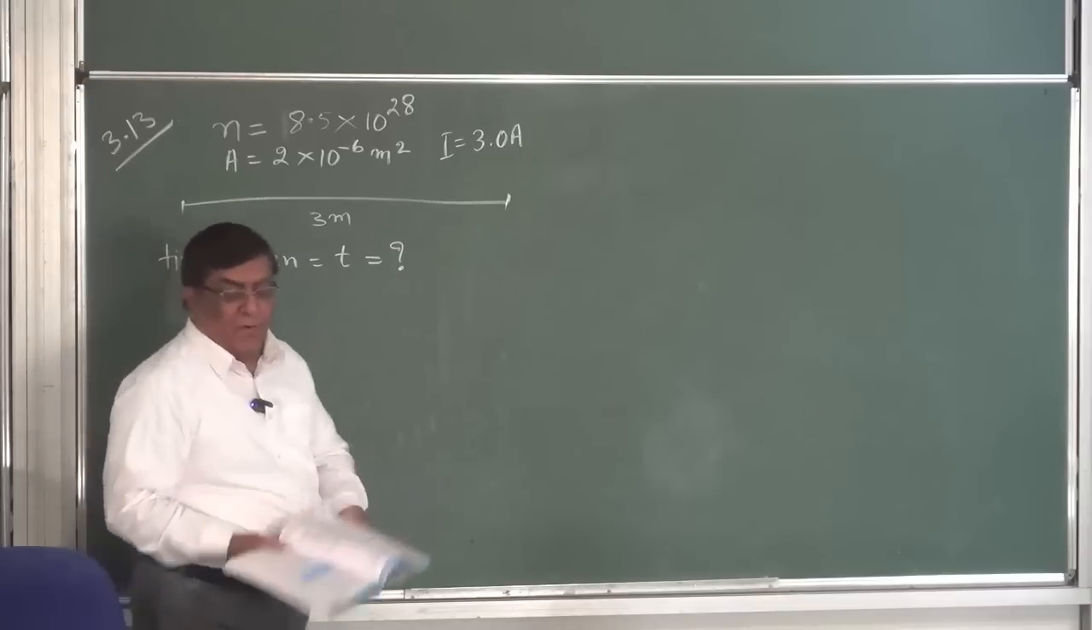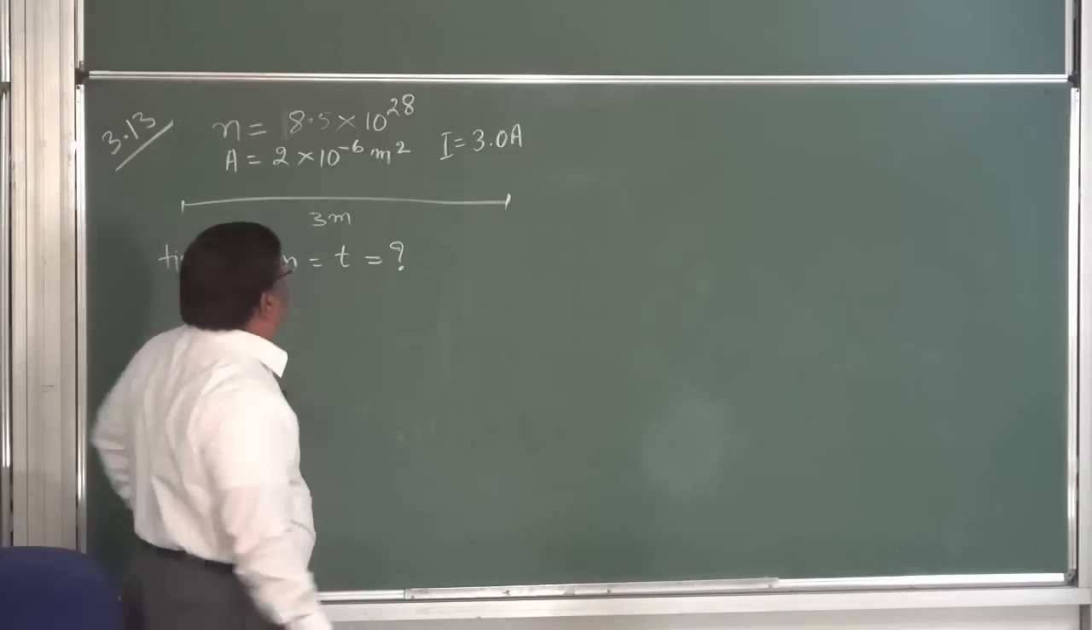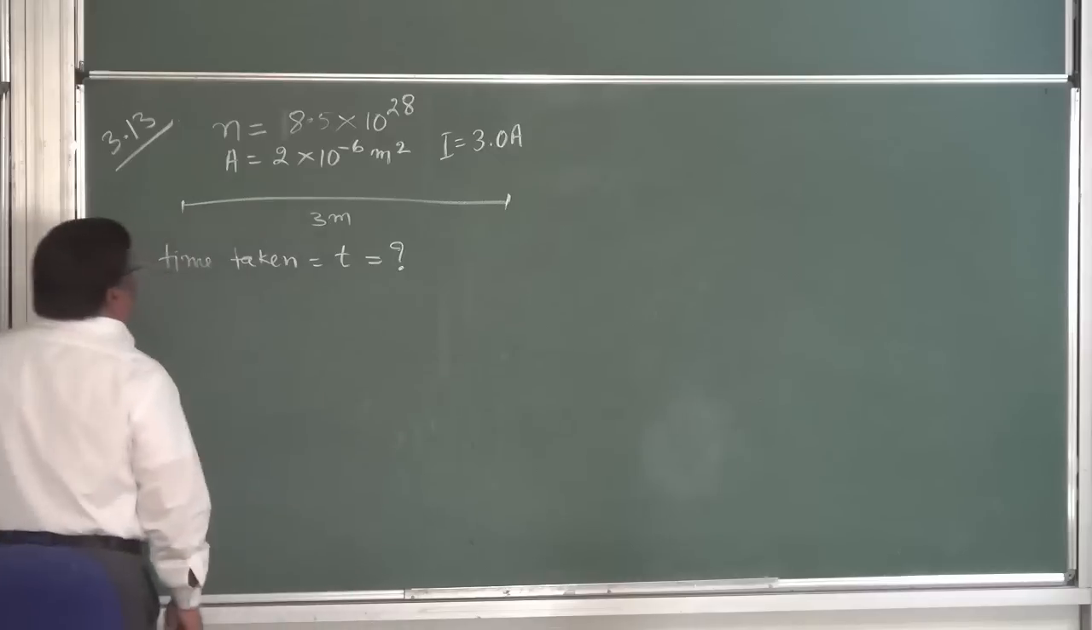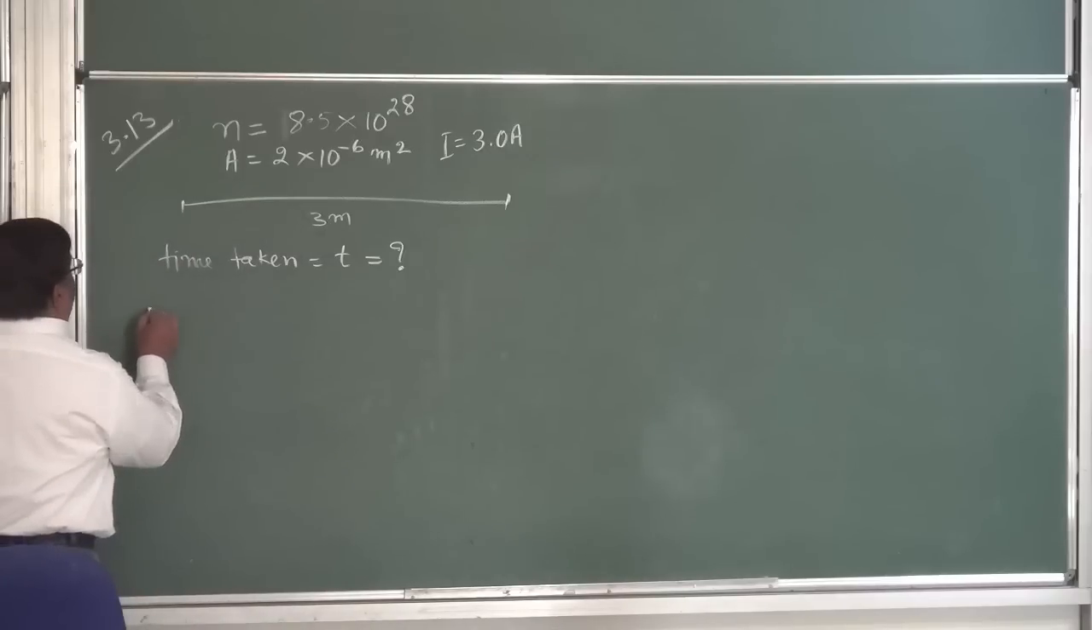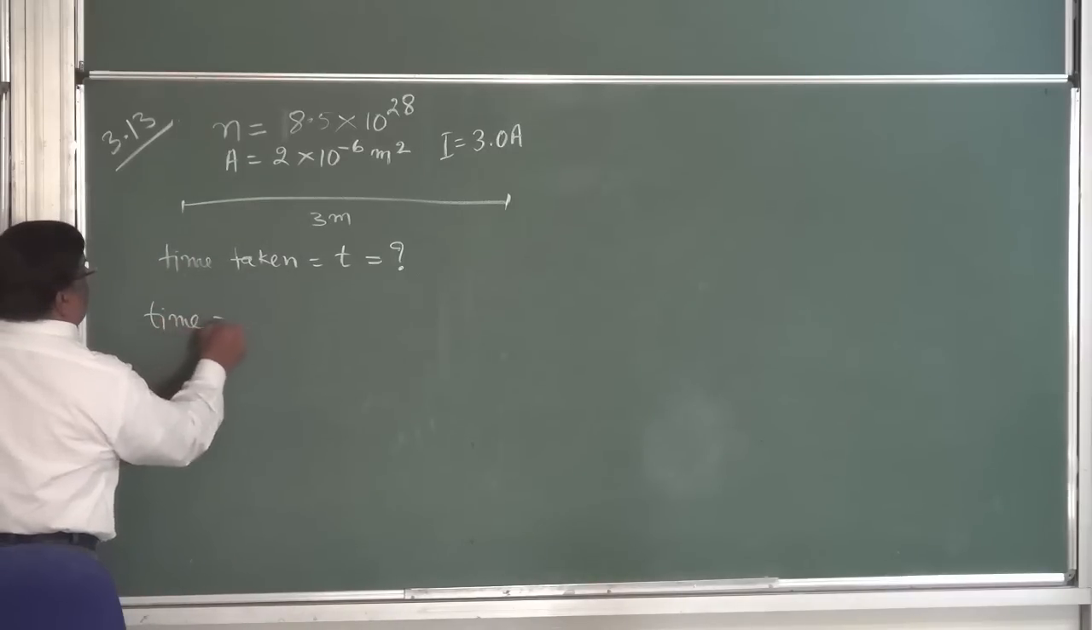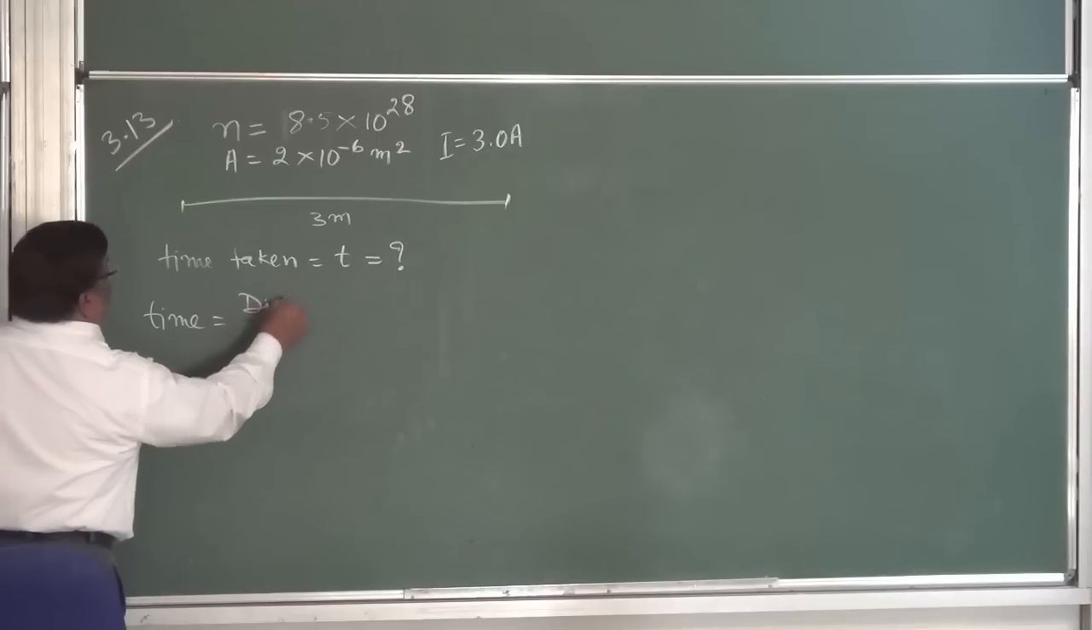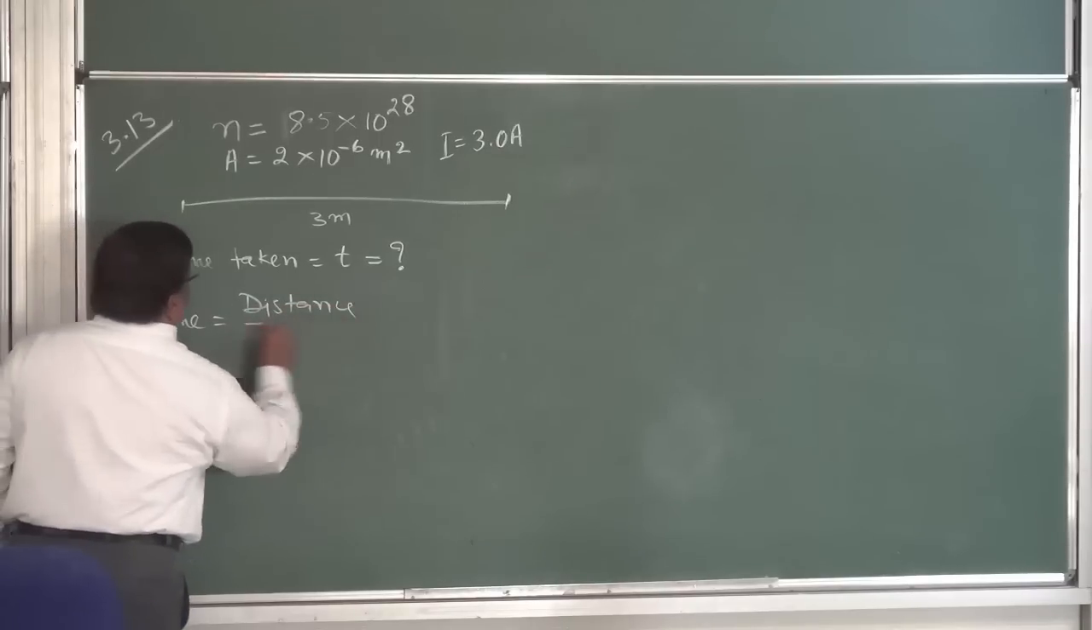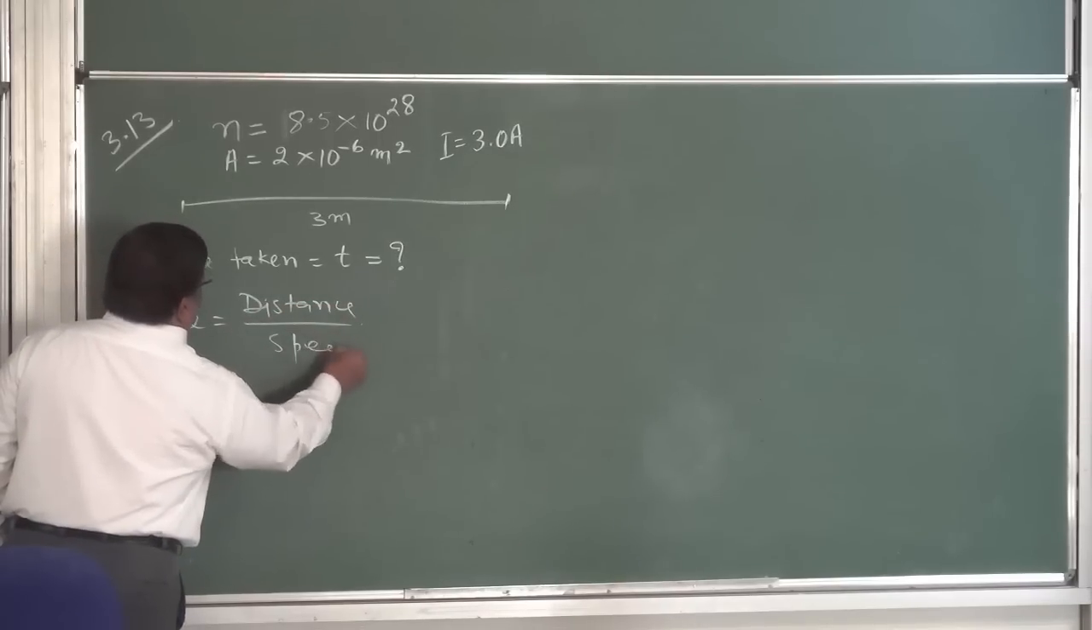Now, how do we find out time of travel? Time of travel in kinematics is found out by time is equal to distance upon speed.